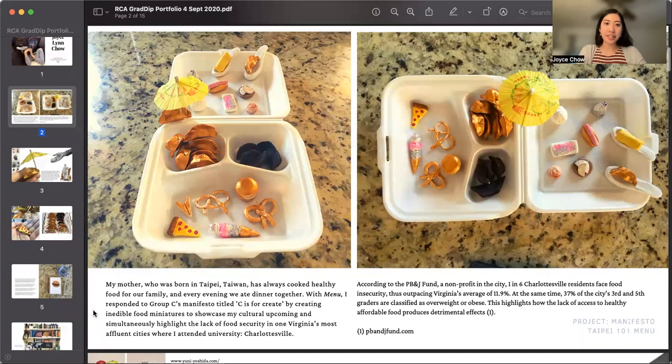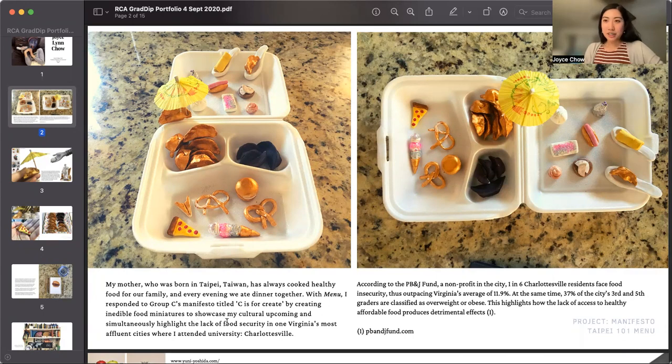So, my mother was born in Taipei, Taiwan. She's always cooked healthy food for her family, and every evening we ate dinner together. With Menu, I responded to Group C's manifesto titled C is for Create by creating inedible food miniatures to showcase my cultural upbringing and simultaneously highlight the lack of food security in Virginia's most affluent cities, where I attended university, Charlottesville.